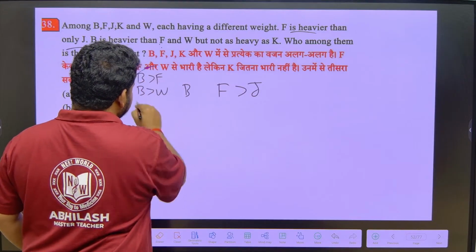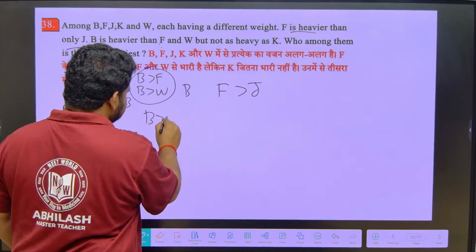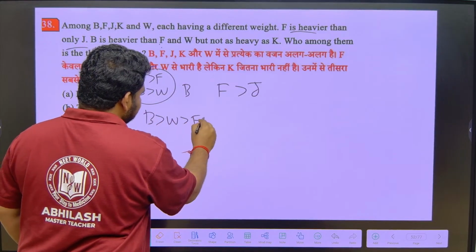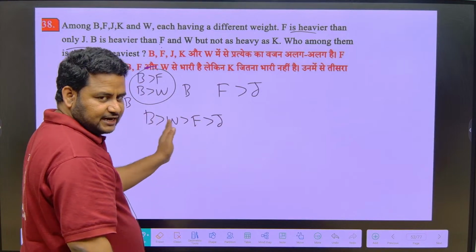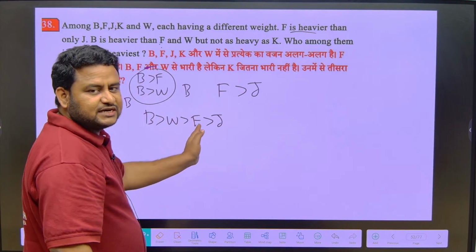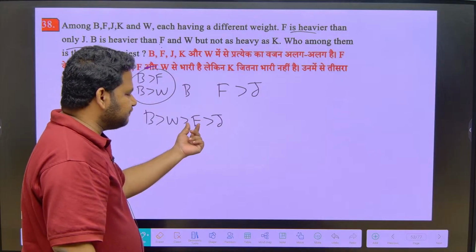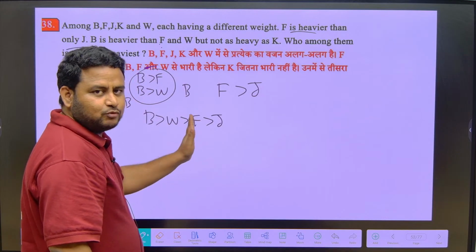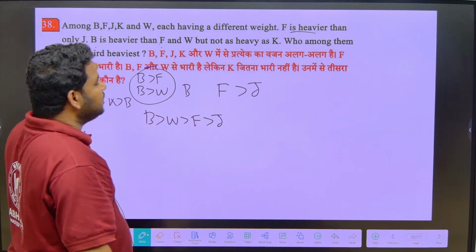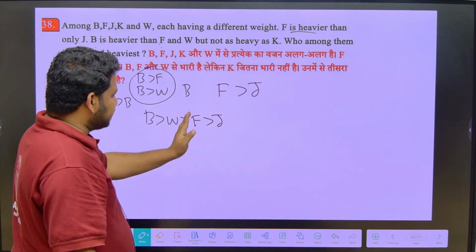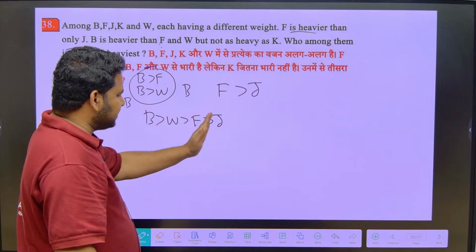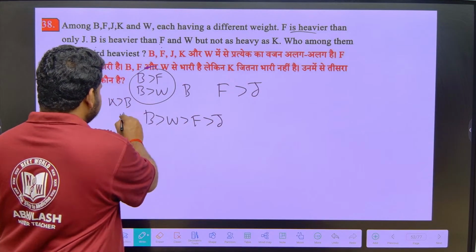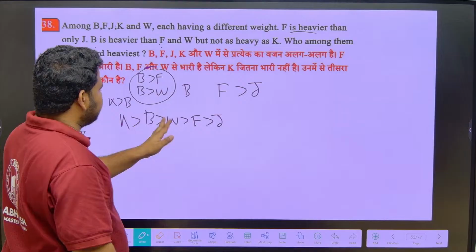So, if I have to combine these positions, I should write it as B is greater than W, W is greater than F, F is greater than J, because B is greater than F, B is greater than W, but F is greater than only J. That means F can come only in second position from the bottom, because F is greater than only J. It cannot be greater than any other person. So B is greater than W, W is greater than F, F is greater than J, and K is greater than B. So 5 persons are settled now.